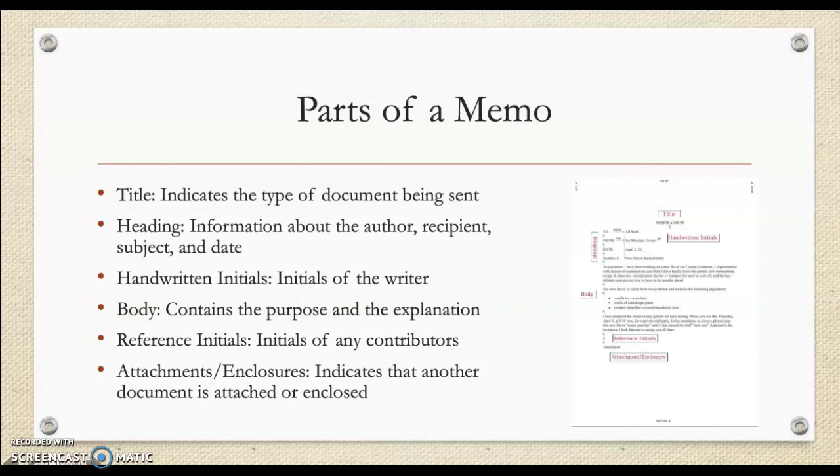There are different parts to the memo, and you're going to see this again later in your assignment. But it begins with a title that indicates the type of document being sent, a heading, the information about the author, recipient, subject, and date. Handwritten initials are the initials of whoever composed the memo. The body, which contains the purpose and the explanation of the memo. Reference initials, if there's another author or contributor. And then attachments and enclosures indicate that there's other documents that may be attached or enclosed with the memo.